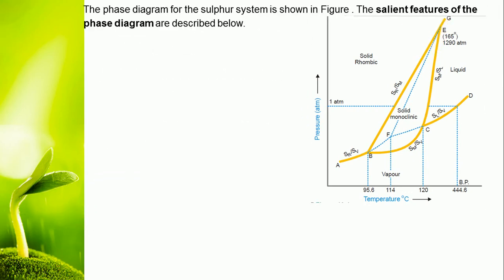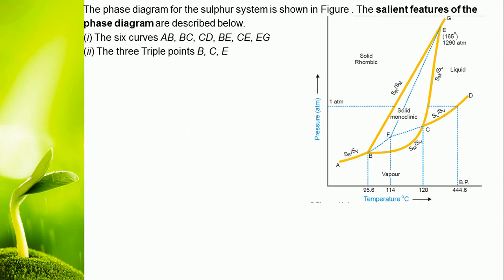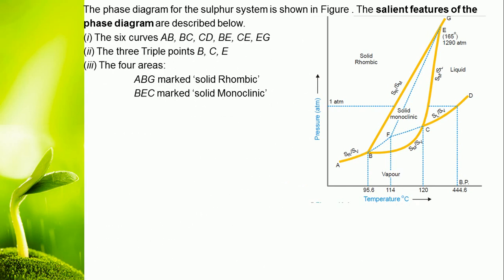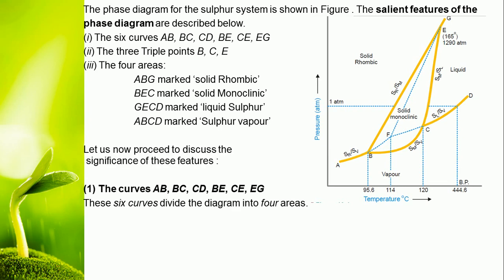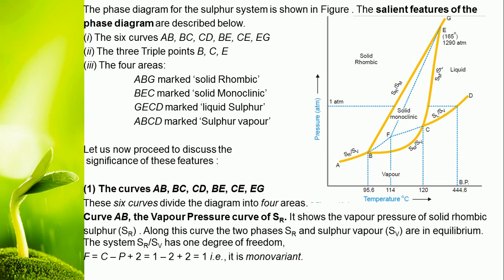It has 4 areas and 6 lines, and it has 3 triple points. Triple point B, where rhombic sulfur, monoclinic sulfur and sulfur vapor, these three phases remain in dynamic equilibrium. Triple point C, at this point the liquid sulfur, sulfur vapor and monoclinic sulfur exist in dynamic equilibrium. And triple point E, where the rhombic sulfur, liquid sulfur and monoclinic sulfur remain in dynamic equilibrium. So that's all about the sulfur system. It has 6 curves, 3 triple points and 4 areas.